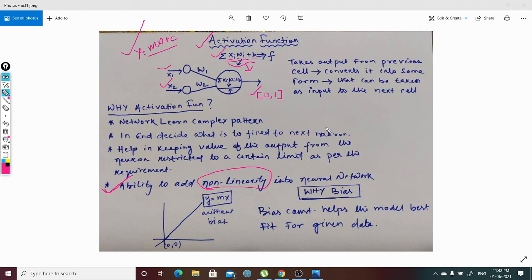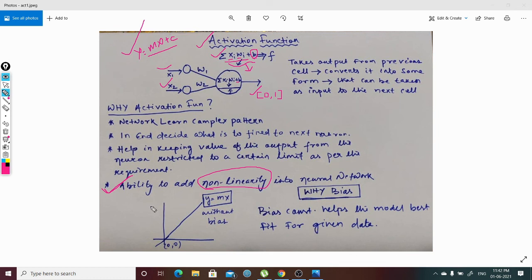Okay, one more question comes up here. Why do we use bias here? Without bias it will also work. So why do we need bias? We can simply multiply the weight with our input and pass it to the hidden layer. So why are you giving this bias term? Bias actually helps the model fit best to the given data, and to segregate a non-linear pattern in the data set.